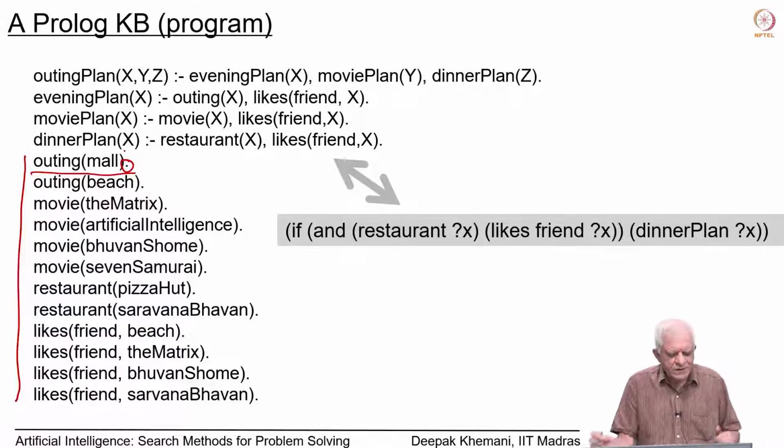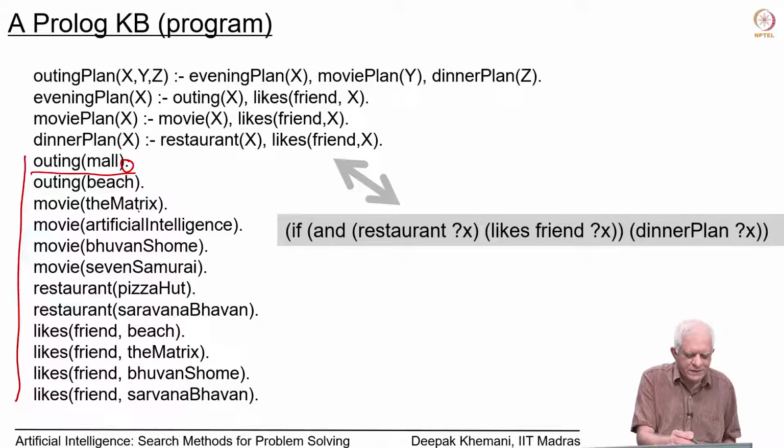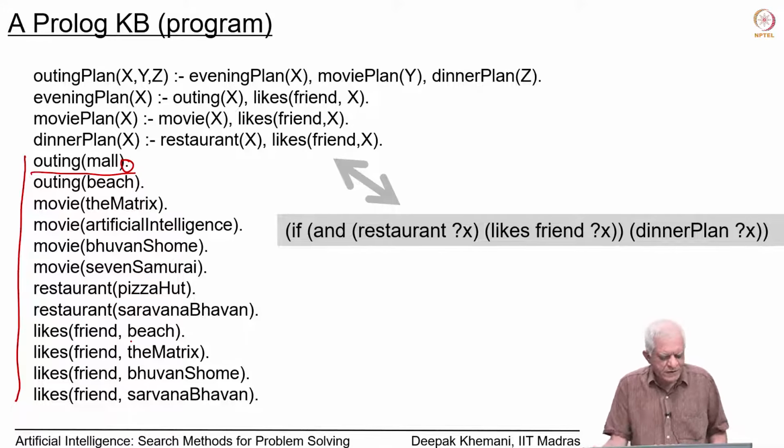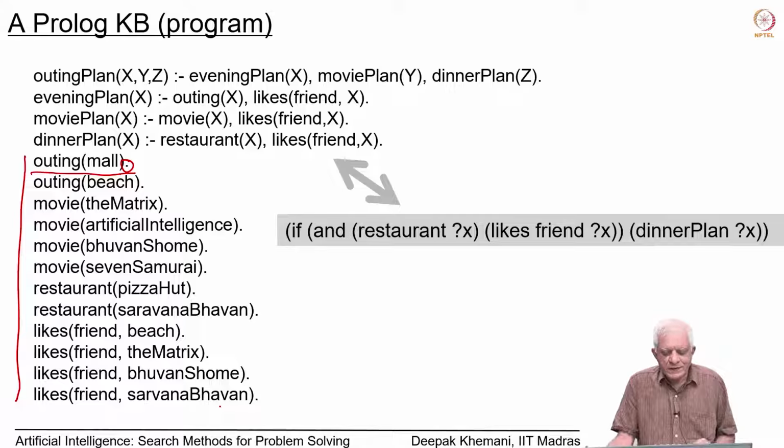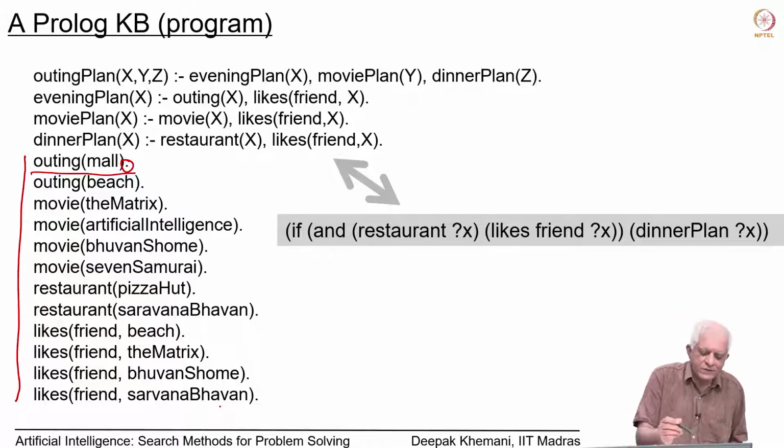That mall is an outing, that beach is an outing, that the Matrix is a movie, artificial intelligence is a movie, Bhuvan Shom is a film, Seven Samurai is a film, Pizza Hut is a restaurant, Saravana Bhavan is a restaurant, and some facts about what your friend likes. The friend likes the beach, the Matrix, the Bhuvan Shom, Saravana Bhavan, and so on. The rest of the things are expressed as rules here. So, these are rules.